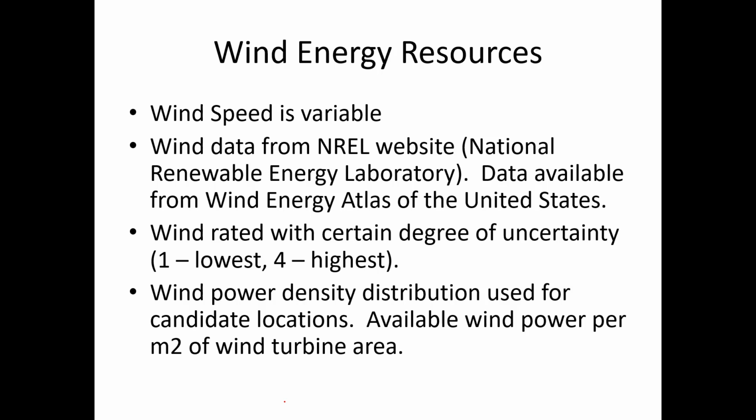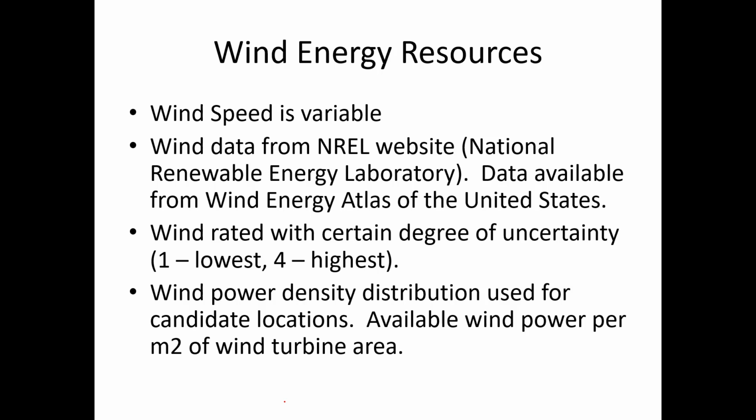As you can probably imagine, wind speed is very variable. It's not constant. So wind data has been collected and is available at the National Renewable Energy Laboratory website. The data is presented as a wind energy atlas of the United States. Basically it takes the wind and rates it according to the degree of uncertainty of what velocity it's going to be blowing at, 1 with the lowest degree of uncertainty and 4 being the highest degree of uncertainty.